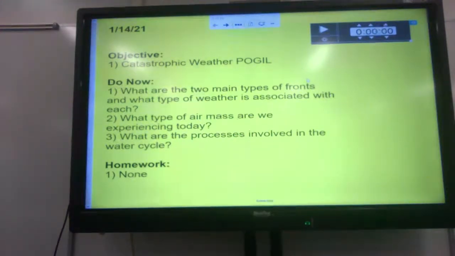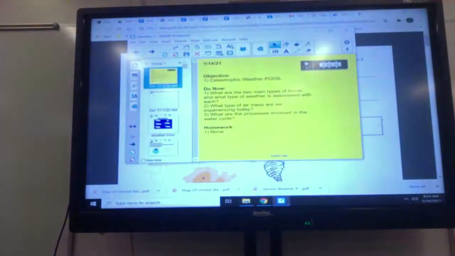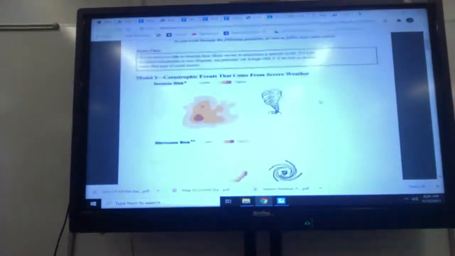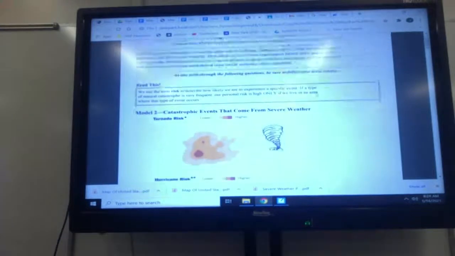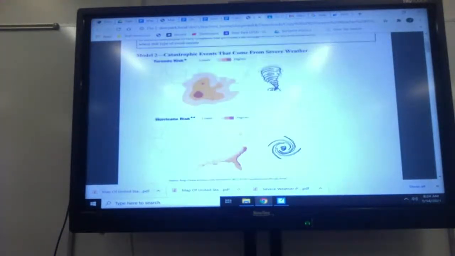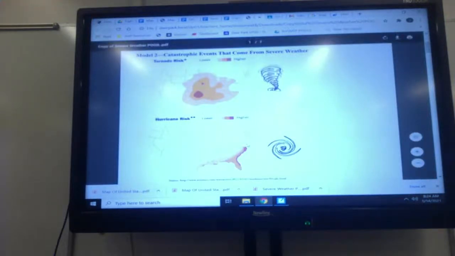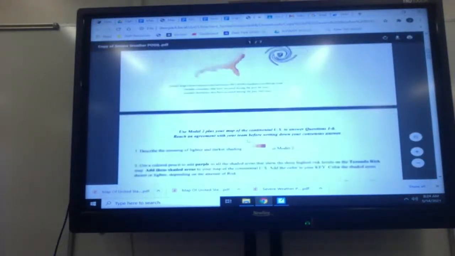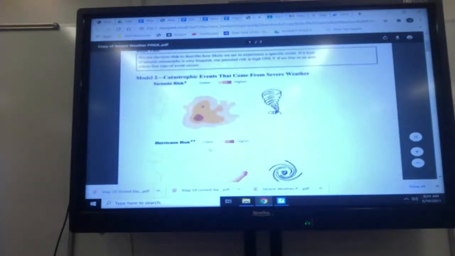All right. So what you're doing today. I posted the assignment on Google Classroom, and this is what you're going to be doing. For this, what you're given is a model, and this model consists of these 2 maps here, and you're asked questions based on these 2 maps. For instance, the first question says, describe the meaning of the lighter and darker shading. Well, you can figure that out just by looking at this, and then looking at this.